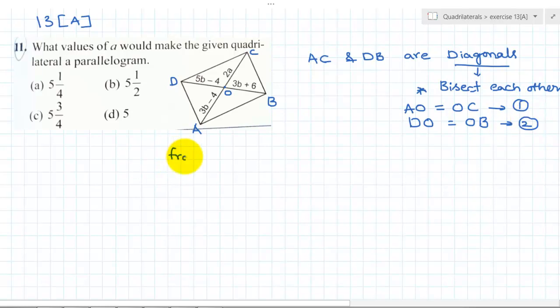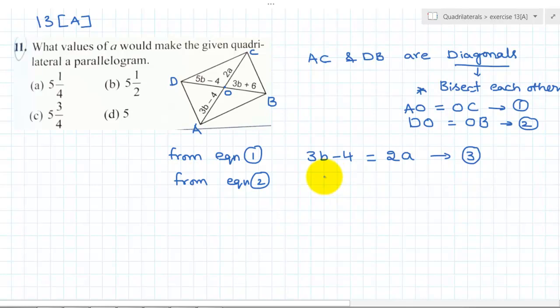So from equation number 1, AO equal to OC. What is AO given? 3b minus 4 is equal to, what is OC? 2a. So let us take this as equation number 3. And from equation number 2 we can write OD or DO is equal to OB. DO, here D to O, is 5b minus 4. 5b minus 4 is equal to OB. Here OB is 3b plus 6. 3b plus 6. Let us take this as equation number 4.